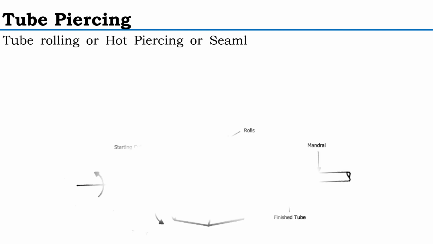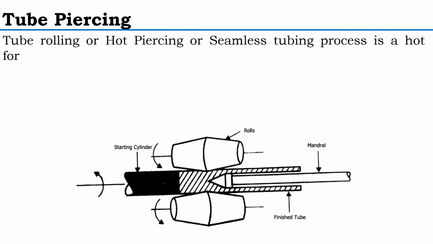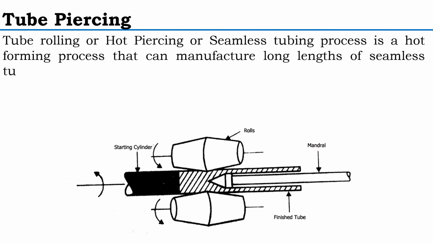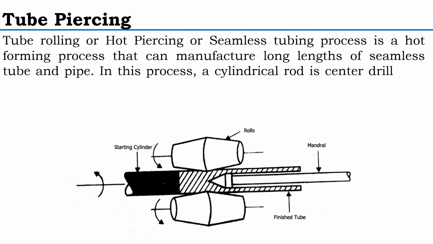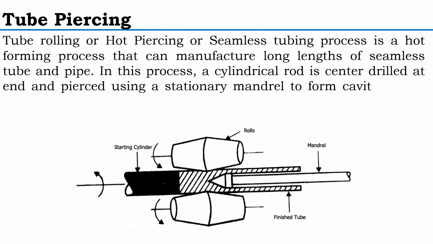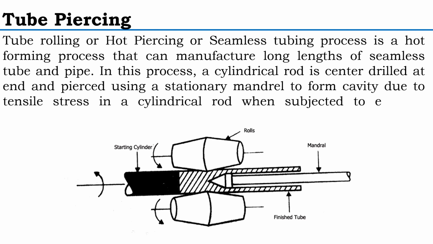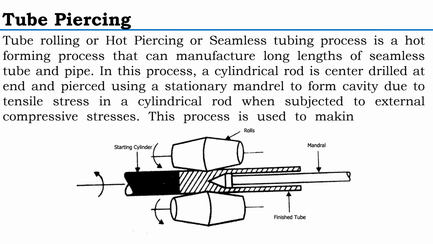Tube piercing. Tube rolling or hot piercing, or seamless tubing process is a hot forming process that can manufacture long lengths of seamless tube and pipe. In this process, a cylindrical rod is center drilled at the end and pierced using a stationary mandrel to form a cavity due to tensile stress in a cylindrical rod when subjected to external compressive stresses. This process is used for making seamless hollow tubes.